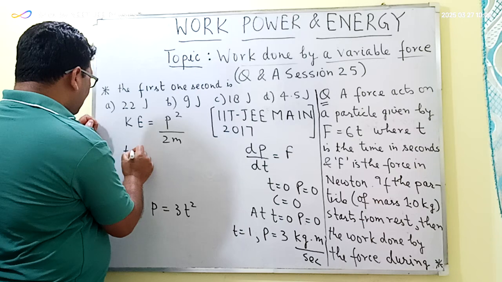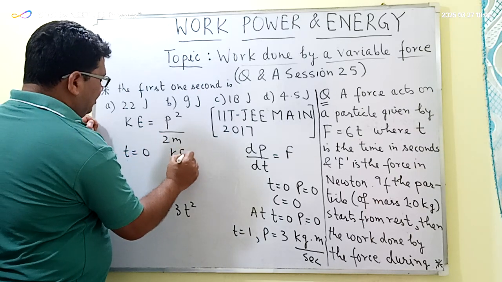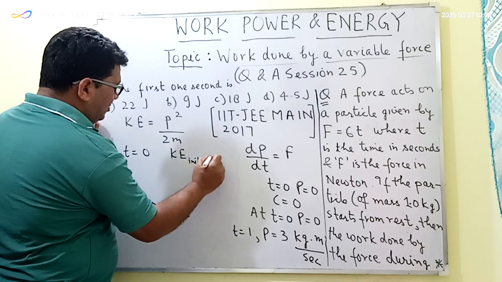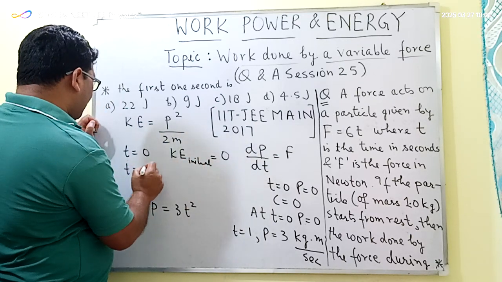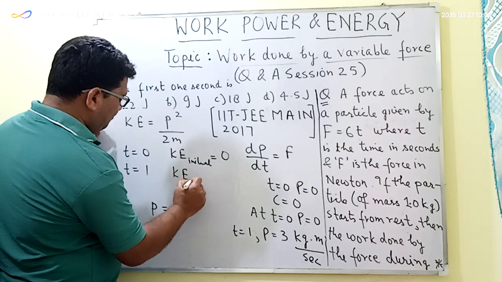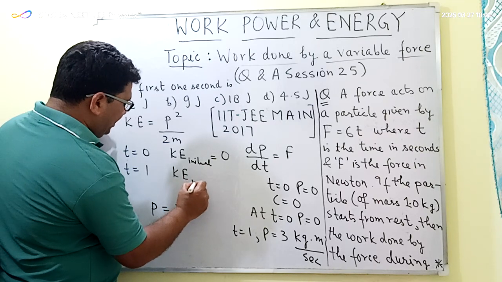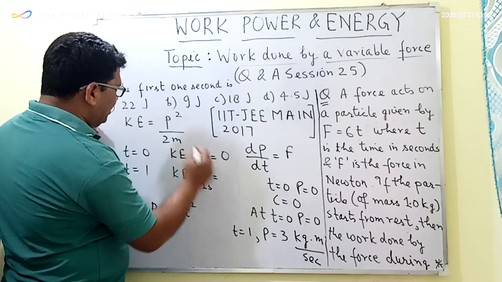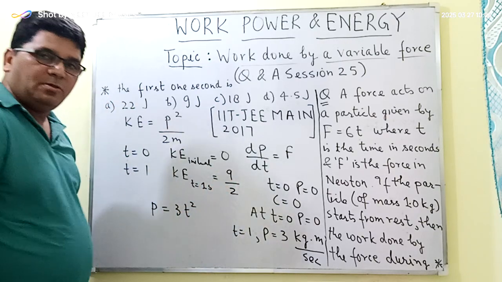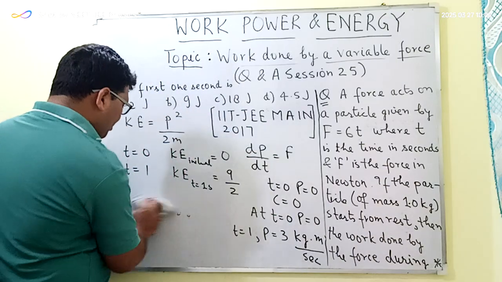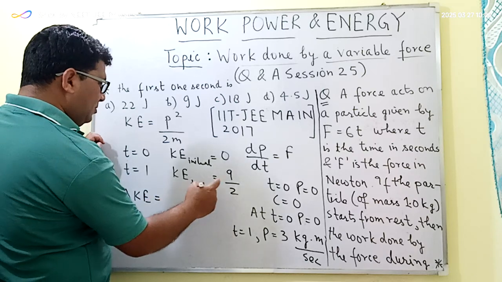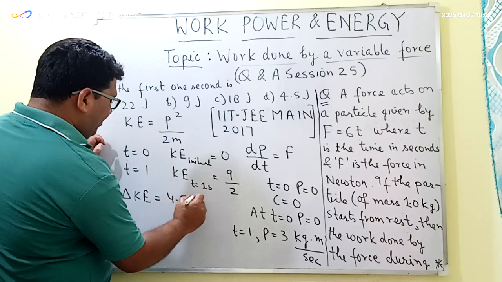So at t is equal to 0, the kinetic energy, or we can say the initial kinetic energy, is equal to 0, and at t is equal to 1, the kinetic energy at t is equal to 1 second is equal to 9 divided by 2. So the change in the kinetic energy will be equal to 4.5 joule.